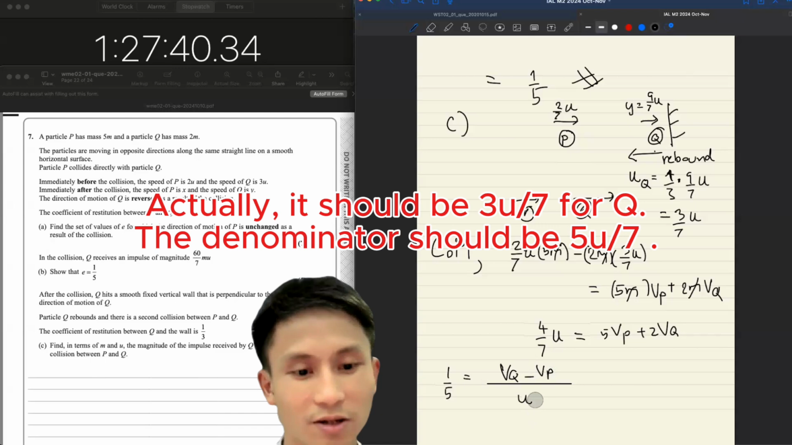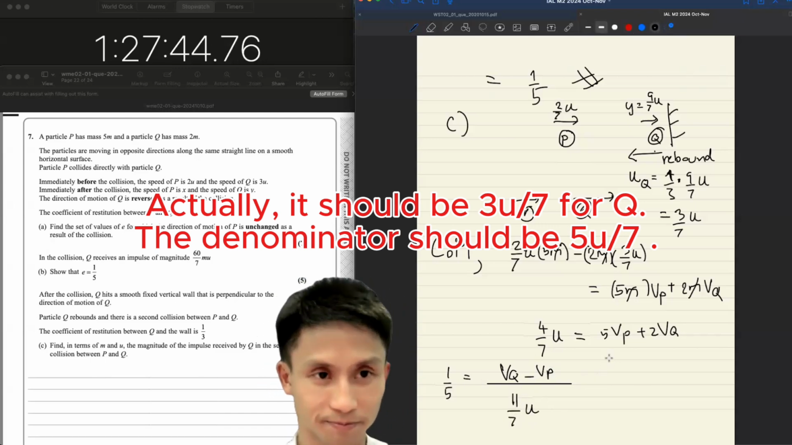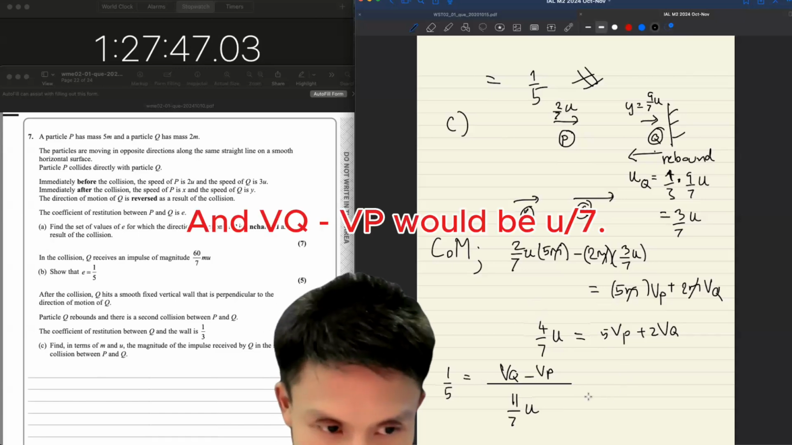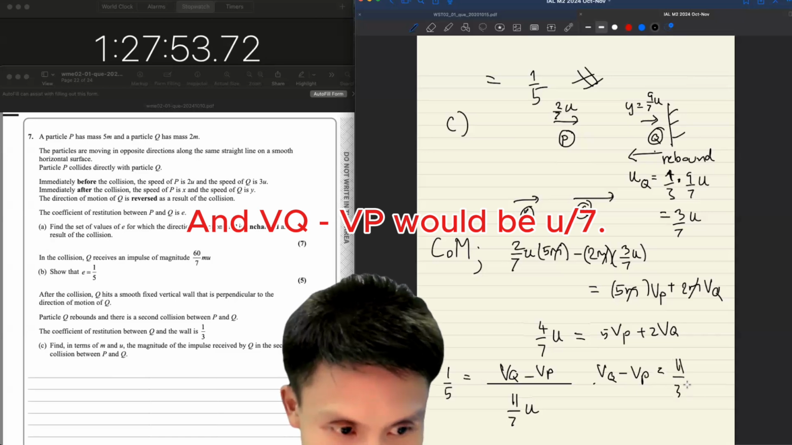That's u. No, hang on. We should add them up. So that's 11 over 7u. All right. Okay, yeah. So that's going to be VQ minus VP equals 11 over 35U.